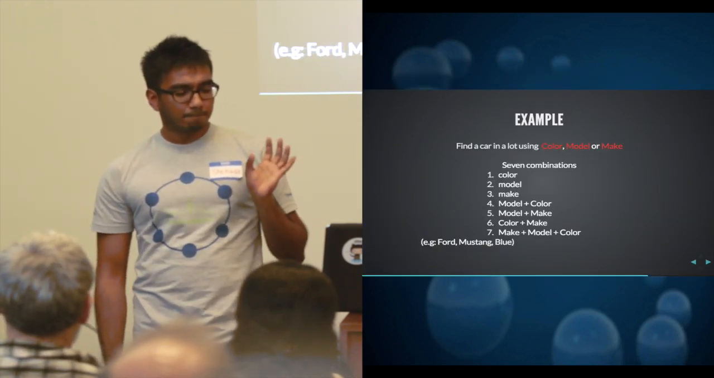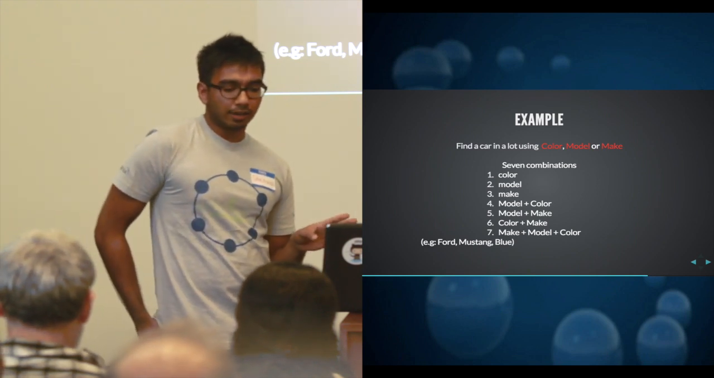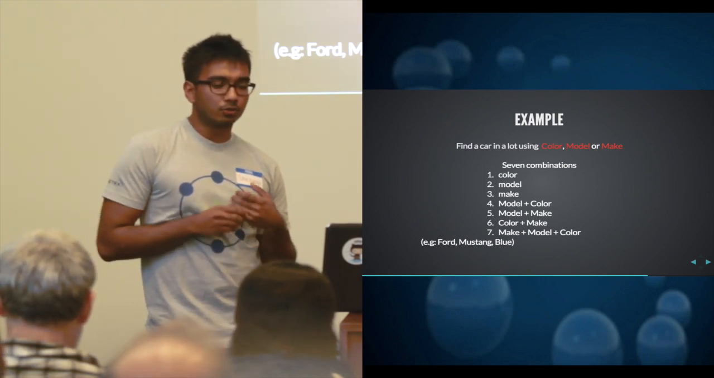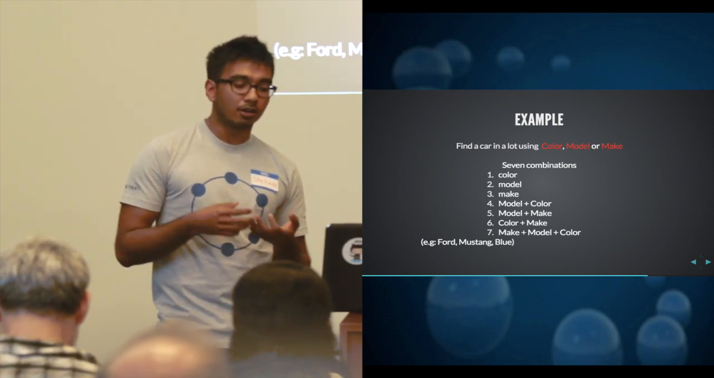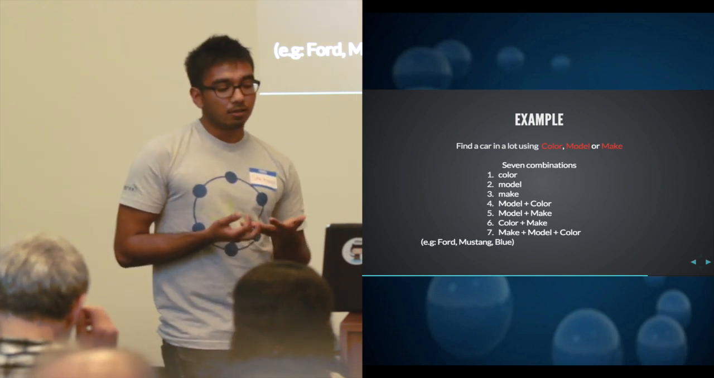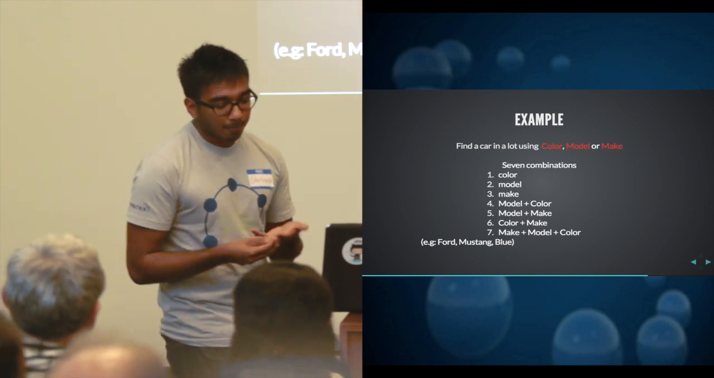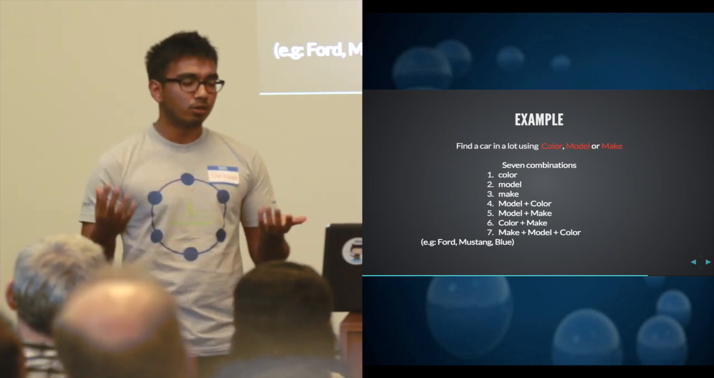The final example I have is a car lot, right? And you want to find a car according to the color, model, and make. So you have 7 combinations: color, model, make, and the rest. An example entry would be Ford Mustang blue, and you want to be able to find all the blue cars, or all the Fords.